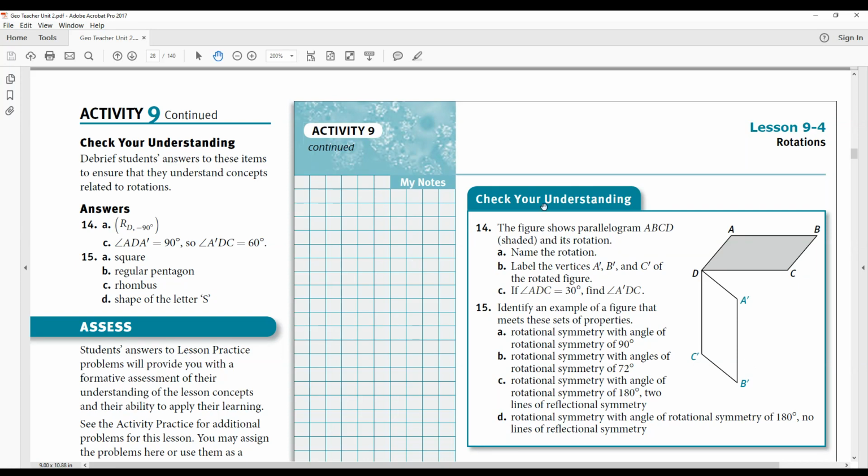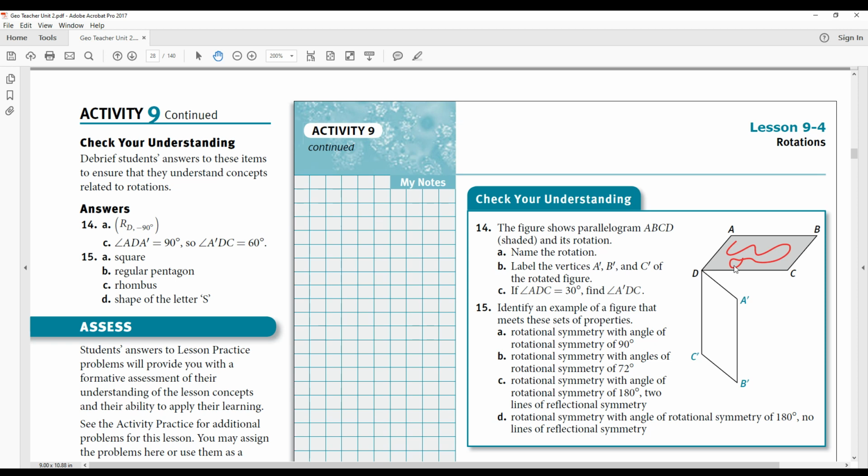We're going over the answers. Here's the check your understanding part. They ask you, okay, so identify this rotation. So we have the shaded section was the pre-image. So this section over here is the pre-image.